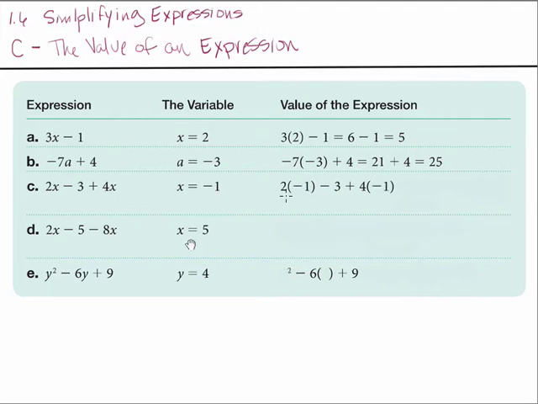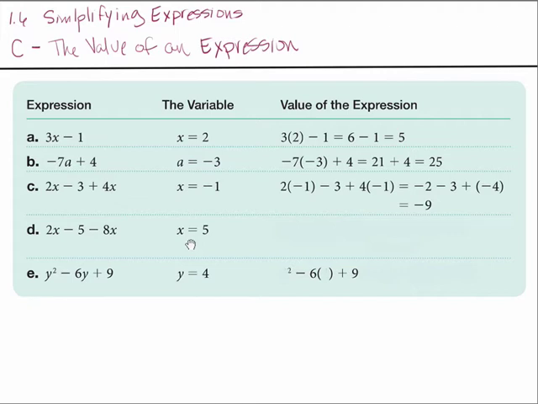Order of operations tells me I must do this multiplication and this multiplication before I can do this subtraction. So this expression is equal to 2 times -1, which is -2, minus 3, because I'm not allowed to do that subtraction yet, plus 4 times -1 is -4. Finally, since these are all addition and subtraction, I can go from left to right. -2 minus 3 is -5, and -5 plus -4 is -9.